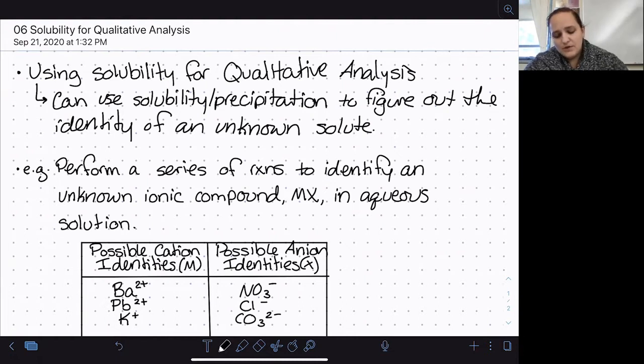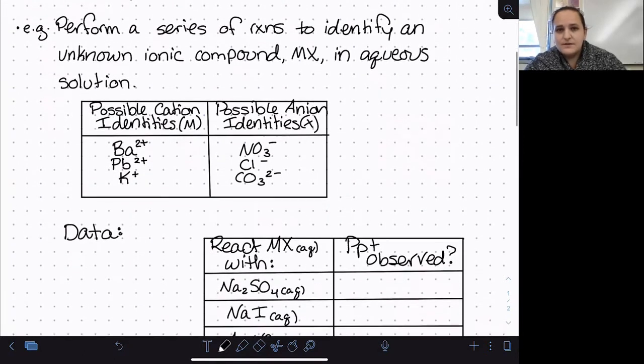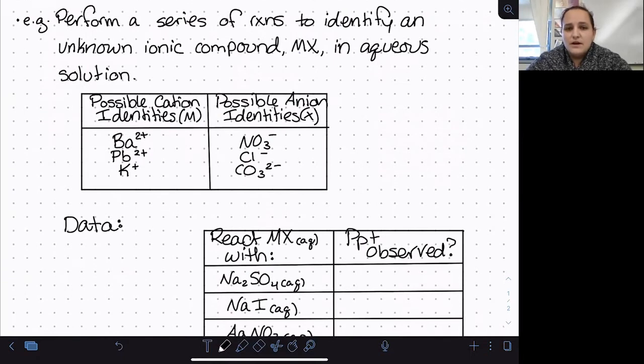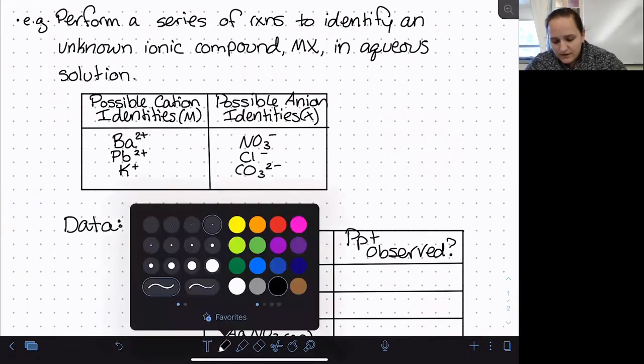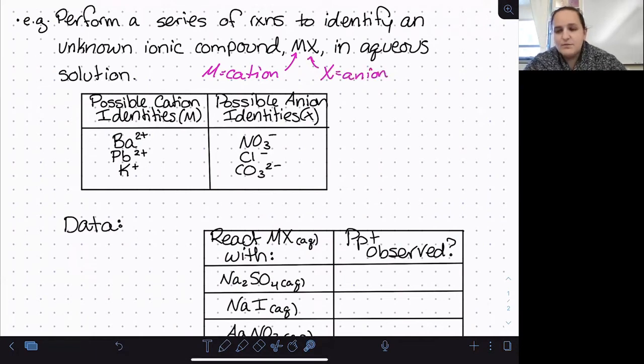So what we're going to do is perform a series of reactions in order to identify an unknown ionic compound that we're going to call MX, just to have some kind of placeholder names, where M is our cation and X is our anion. And we have a short list of possibilities. Just to keep this relatively simple, there are 3 possible cations that could be in our unknown. There are 3 possible anions that could be in our unknown.